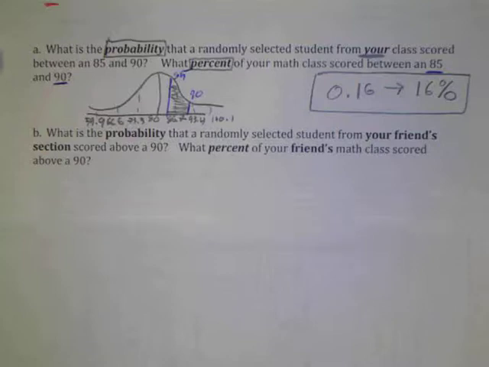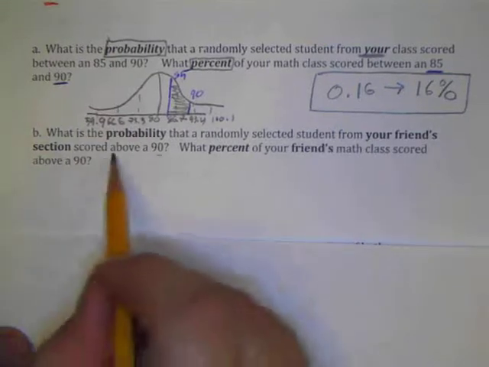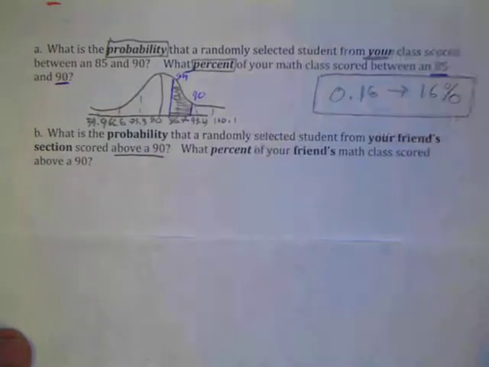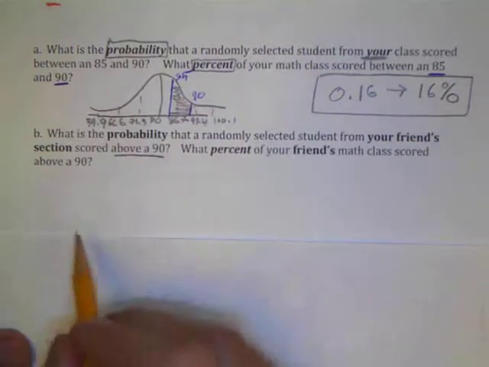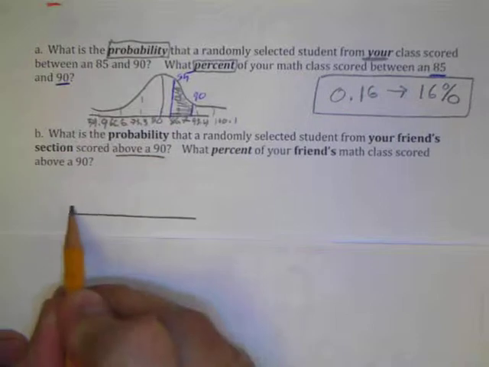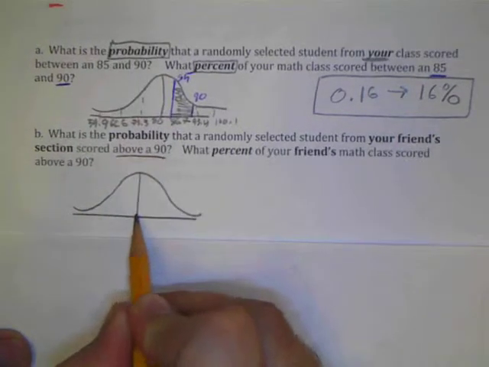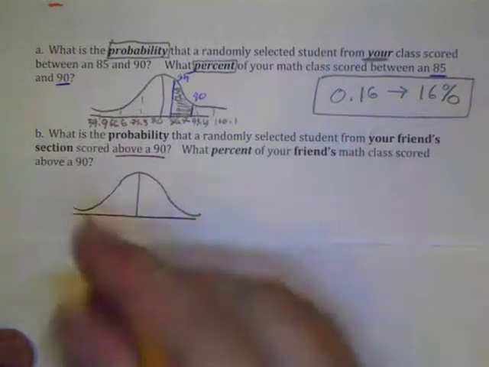All right, so on B, we want to go above a 90, right? So here, we have to draw our curve, and we put the mean in the middle, and the mean was 71.